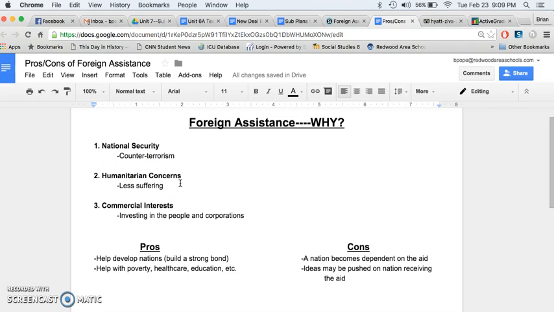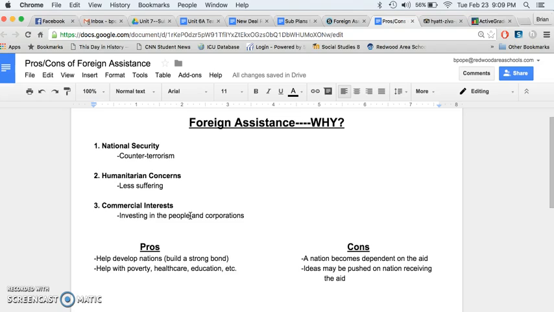Humanitarian, poverty, education, all those things, AIDS epidemics, just trying to make the world a better place, I guess you can say. And then commercial interests, just investing in corporations and people. Like I said, a lot of smart people, much smarter than me, think the next generation of great money making will occur in Africa.